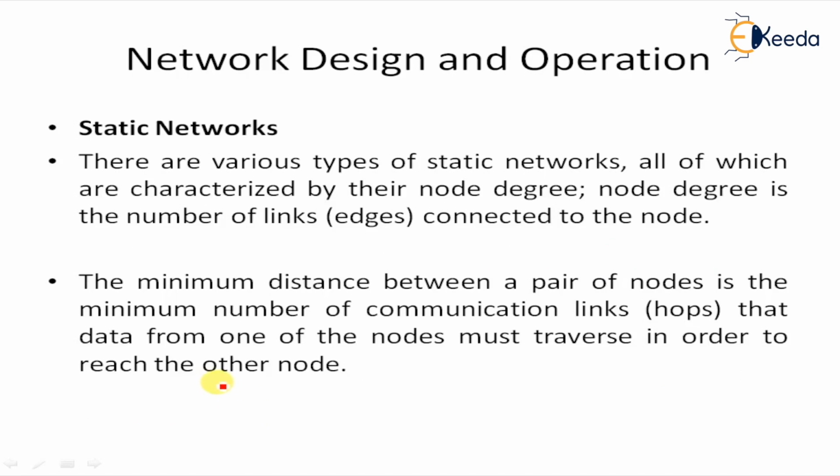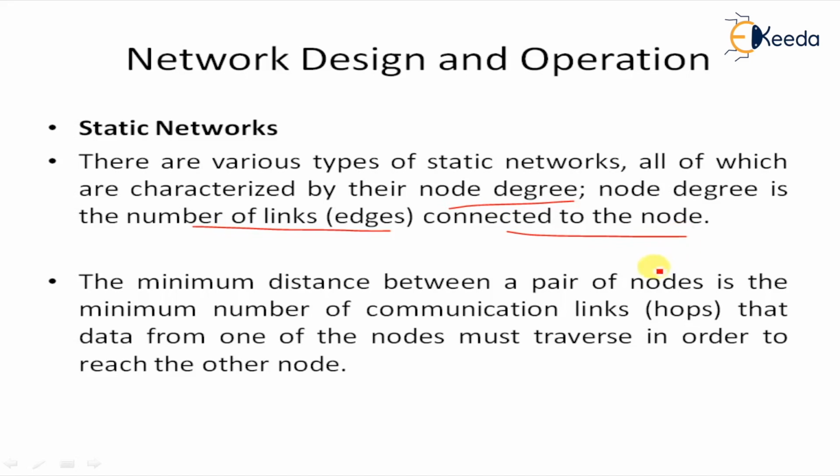So first, static networks. In this case, there are various types of static networks, all of which are categorized by their node degree. Node degree is the number of links or number of edges connected to the particular node in the network. Some well-known static networks consider a measurement unit called the diameter, which can be used to compare relative performance characteristics of different networks.